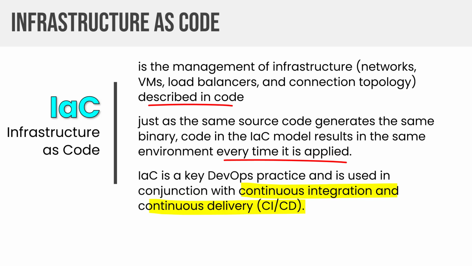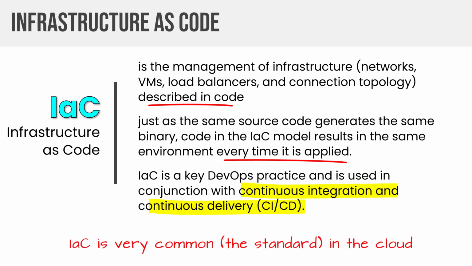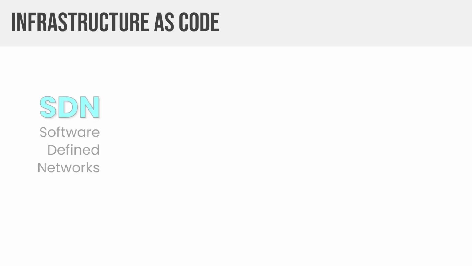And infrastructure as code is really a key DevOps practice, and it's used in conjunction with continuous integration and continuous delivery, called CI/CD. That's where checking code into the repository kicks off a process that will then potentially compile code, deploy that into a test environment where it can be tested, scanned, tested dynamically or statically, and then moved on to a staging environment before it finally moves into production. Infrastructure as code is very common. It's really the standard in cloud computing.